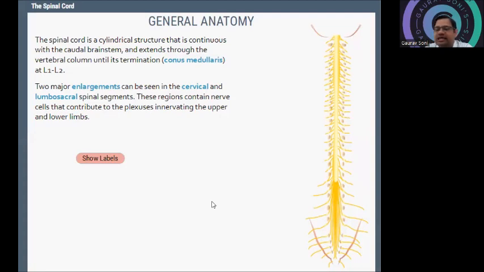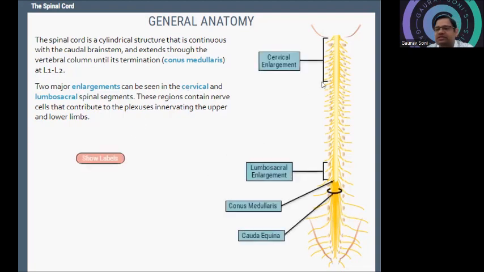There are two major enlargements, one at the level of cervical and other at the level of lumbosacral spinal segments. This region contains nerve cells that contribute to the plexuses in that particular area, innervating the upper and lower limbs. I think everybody can recall the brachial plexus and lumbar plexus. So these particular things are coming from these particular enlargements only.